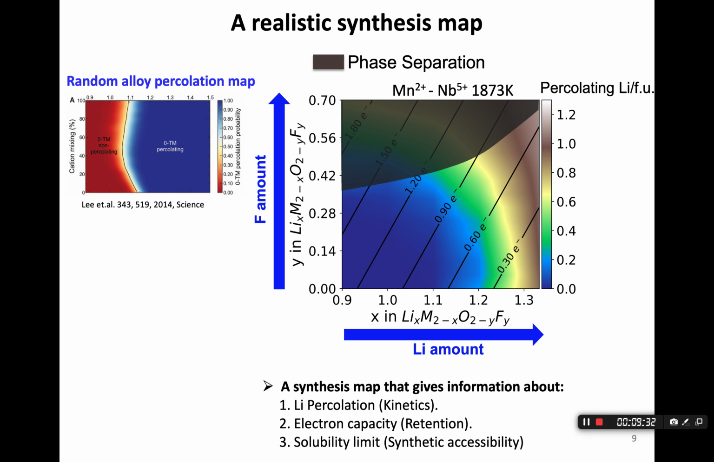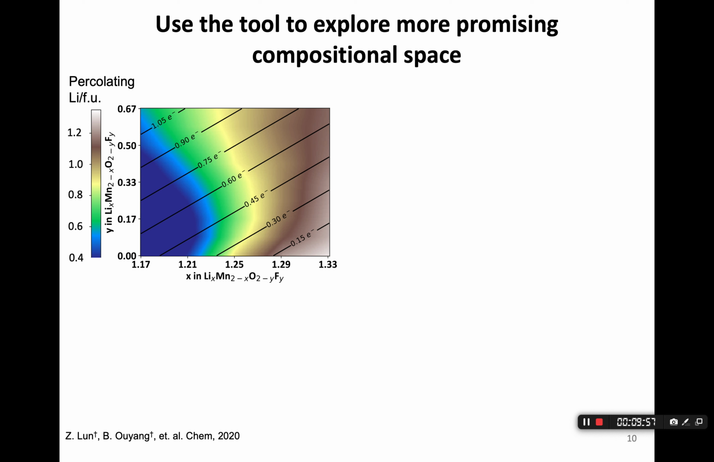Thirdly, you can also keep track of the electron capacities of the materials because, as I mentioned, we also need to make sure that we have enough electron capacities. That is actually the reason why we want to fluorinate the materials. So the contour lines here basically tell you the amount of electron capacities that you can get from the materials. So with this kind of map, we can do a computational screen of the chemistries that we want to do, right?